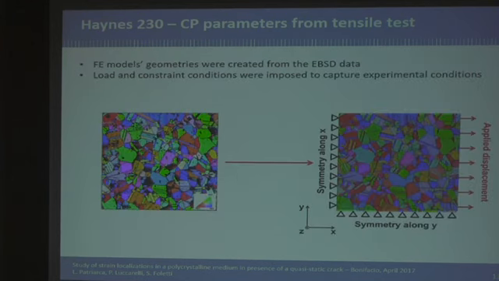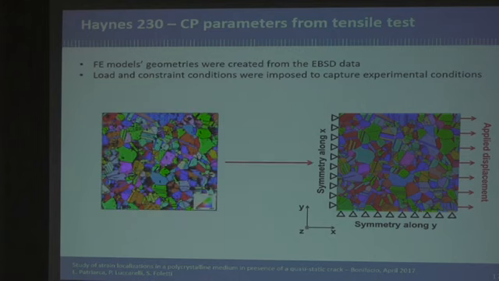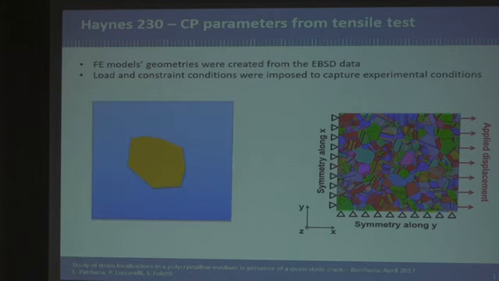Now, how did we construct the model for crystal plasticity? We took the EBSD map and we constructed the crystal plasticity model considering the orientation of the grains. We have a fundamental assumption to make in this case: the grains that we see here are two-dimensional information. So what we did with the crystal plasticity is to extrude this two-dimensional information.